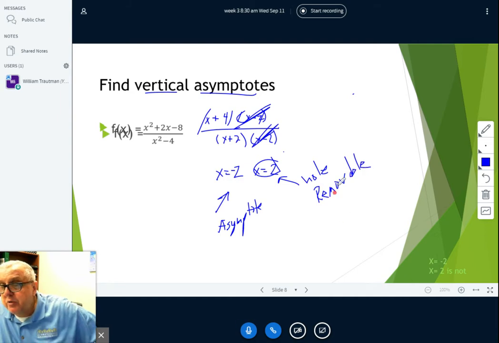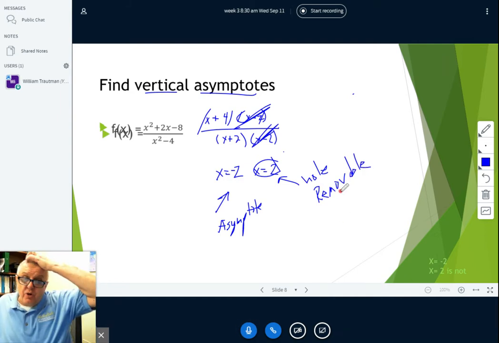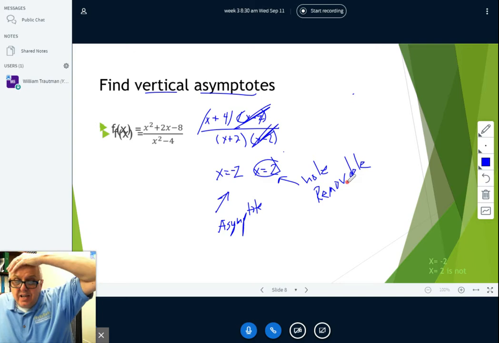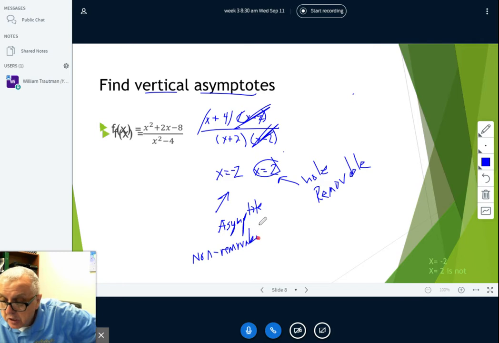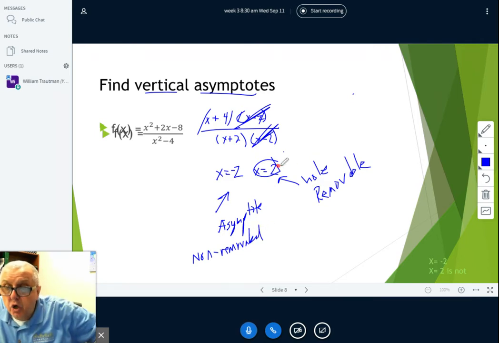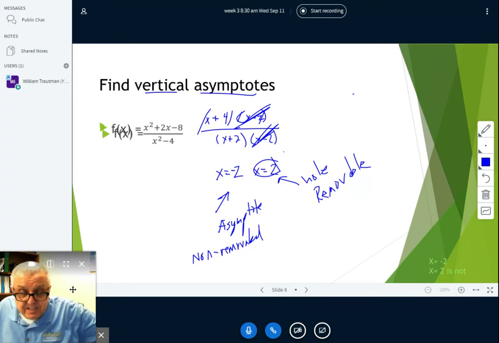So make sure you write this down because this is the homework, and on the test they're going to say, are the discontinuities removable or non-removable? An asymptote is non-removable, but a hole in a graph is removable.